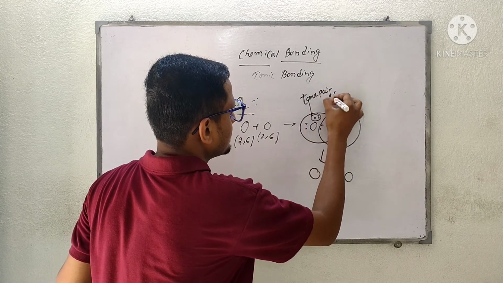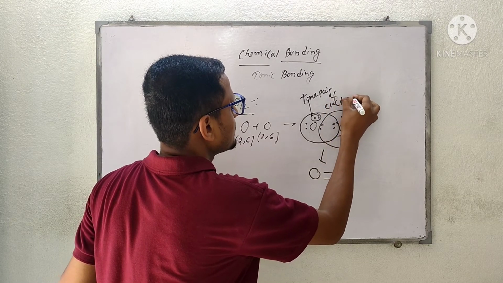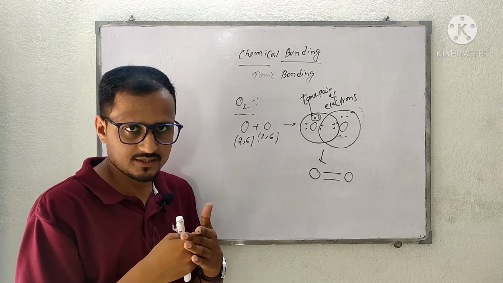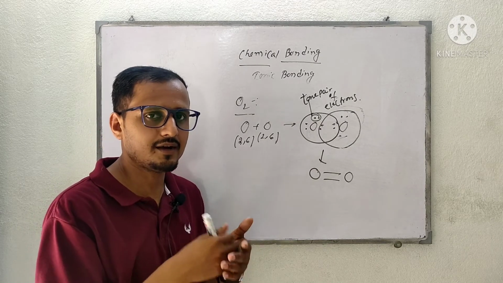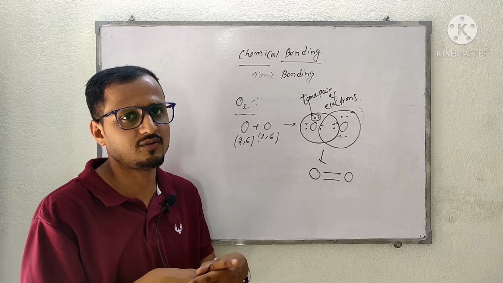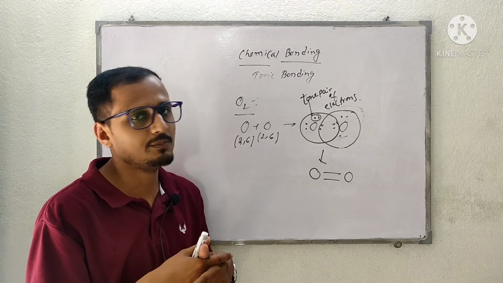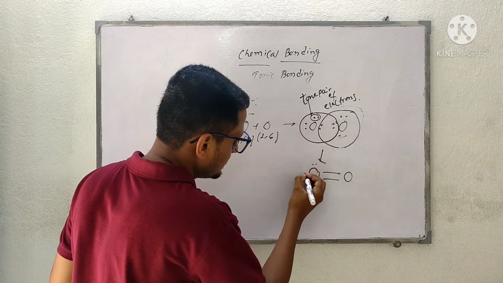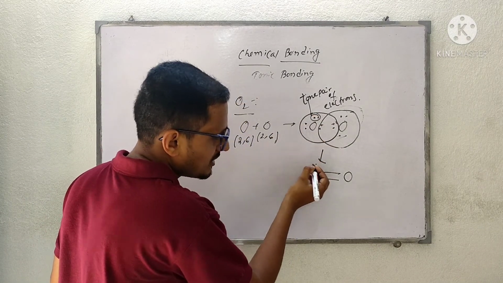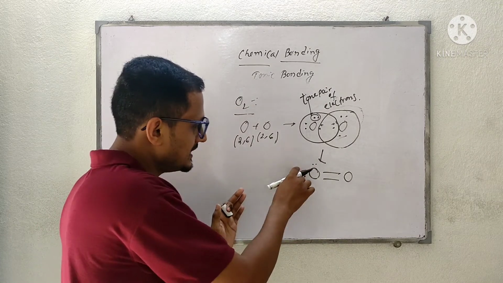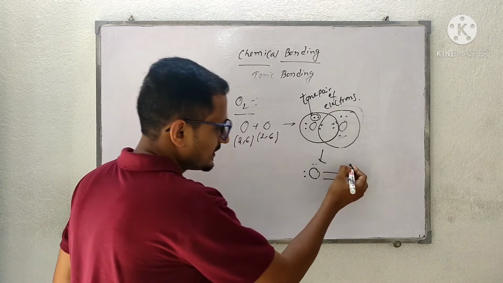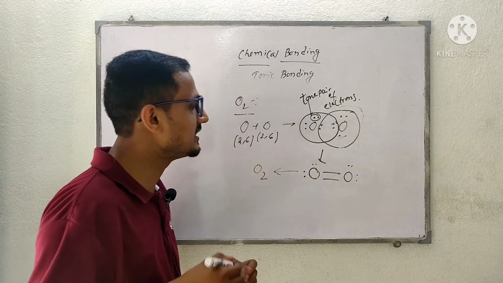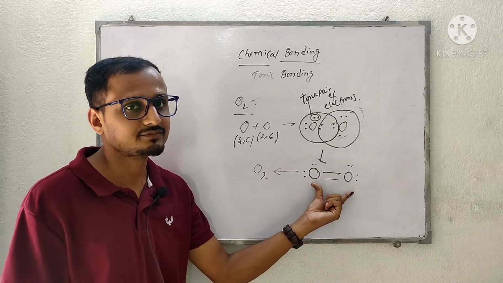So what do you mean by lone pair of electrons? The pair of electrons which are not participating in the formation of a bond are called lone pairs of electrons. Now how many lone pairs are there? For this oxygen, 1, 2. These 2 electrons make one pair, these 2 electrons make one pair. So 2 pairs, 3, 4. So 4 lone pairs of electrons are there in an oxygen molecule.